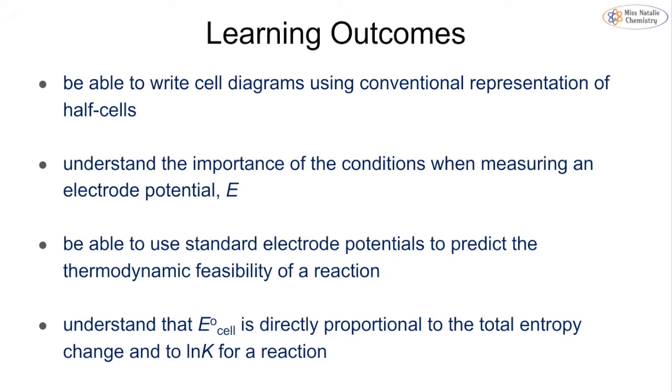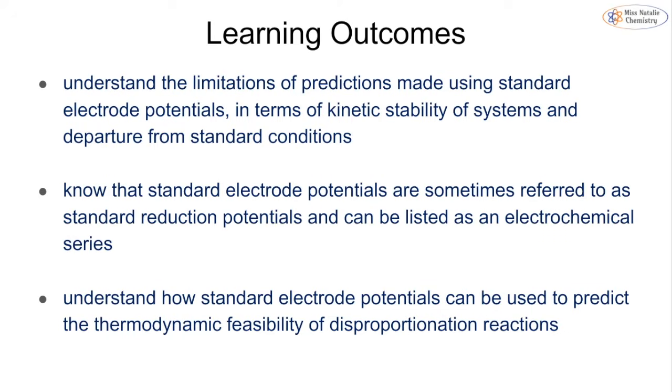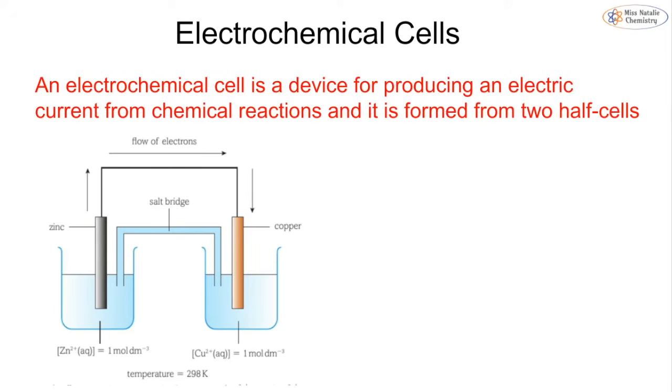So we're going to be looking at how we write out cell diagrams and the importance of the conditions when we're measuring these electrode potentials. And we've talked about some of that previously in the standard electrode potential video. We're also going to then use that information to predict the thermodynamic feasibility and look at the link between the E cell value and the total entropy and the equilibrium constant for a reaction. We also need to consider some of the limitations in terms of kinetic stability, which again we've talked about previously, and talk about the electrochemical series and how we can then predict the disproportionation reactions.